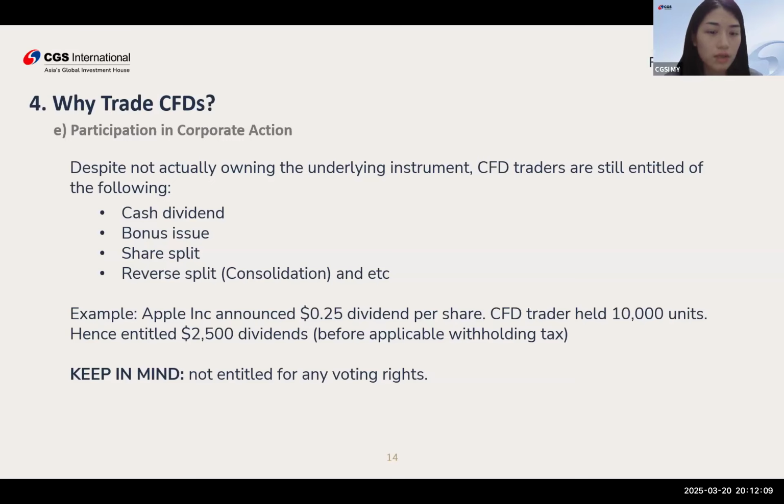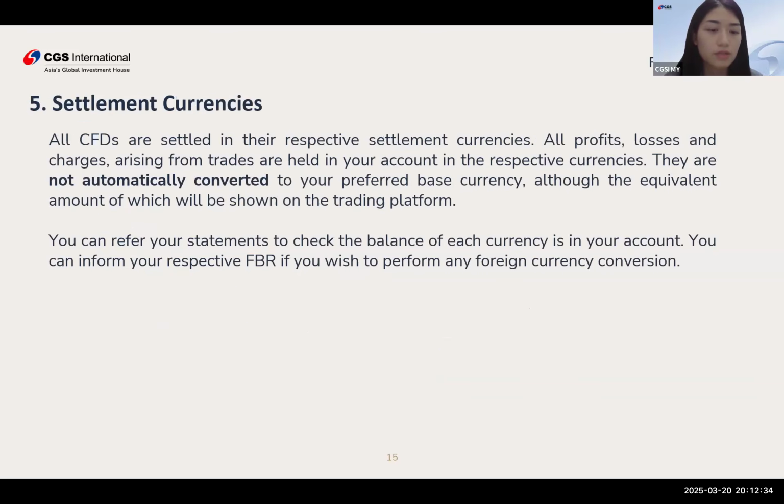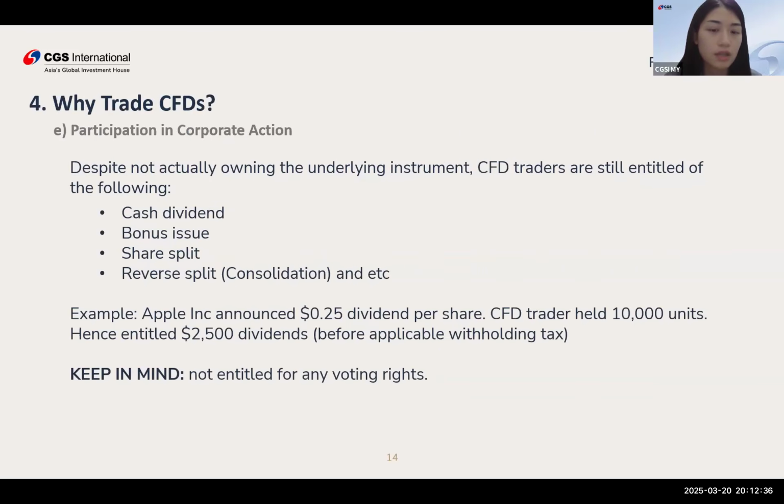For example, if Apple announces a 25 cents dividend per share and you hold 10,000 units long, you are entitled to this $2,500 of dividend, before withholding tax, if applicable. However, keep in mind that you are not entitled to any voting rights for CFDs, so you cannot vote in any annual general meeting.